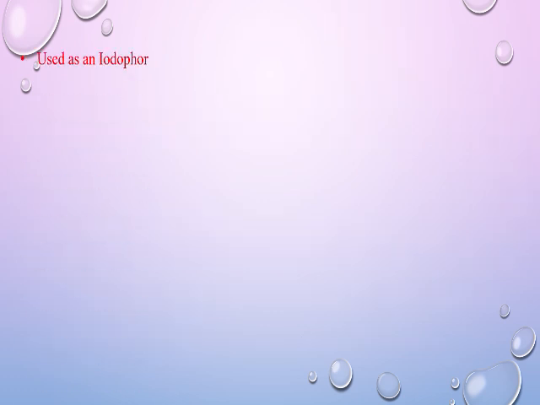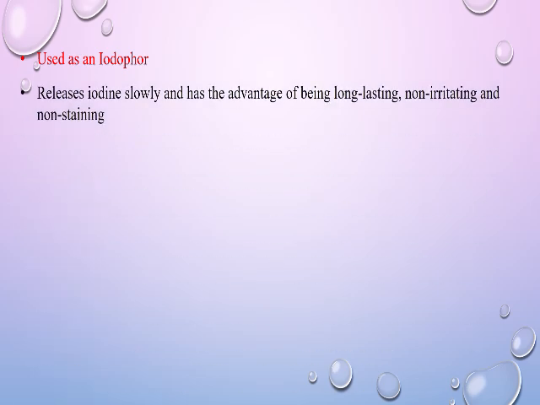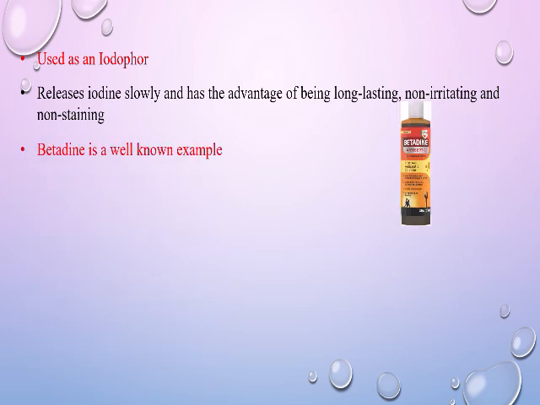More recently, iodine is used as an iodophore in which it is complexed with an organic compound. It releases iodine slowly and has the advantage of being long-lasting, non-irritating, and non-staining. Betadine is a well-known example of an iodophore which is applied to wounds. It can destroy bacteria, fungi, and some protozoa, but not endospores. Iodophore solutions retain good antimicrobial activity at pH less than 4 even in the presence of organic matter.